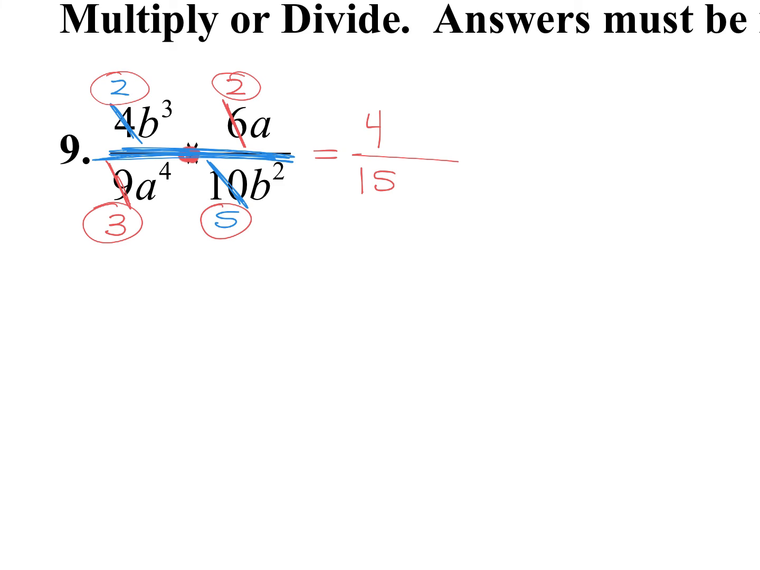Now look at your letters, your variables. You have b to the third over b squared. What is that? B where? B on top, yes. A over a to the fourth. A to the negative third on top, so a to the third on bottom. And that will be your answer.